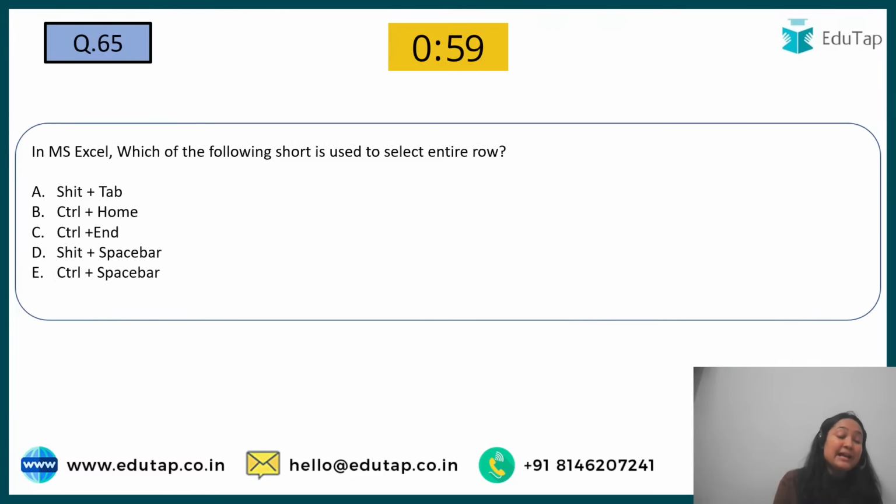In MS Excel, now we are talking about Excel in MS Office. Which of the following shortcuts is used to select an entire row? Okay, so you are selecting an entire row. So you will have to tell the horizontal row if you want to select the complete row. So what will you do? Question number 65. Let me know in MS Excel what shortcut we use.